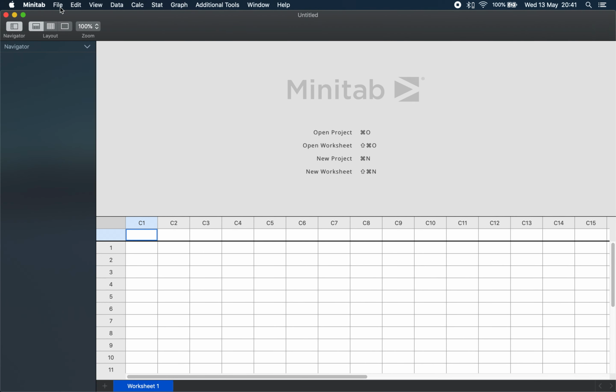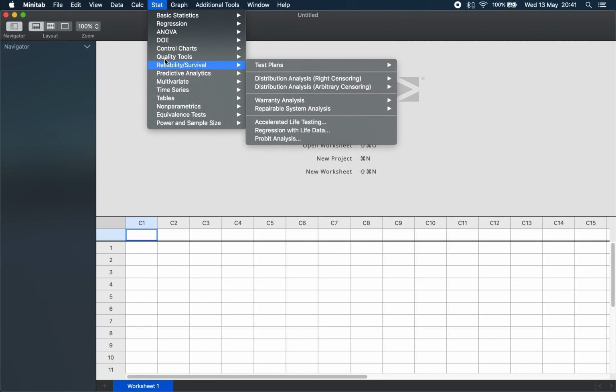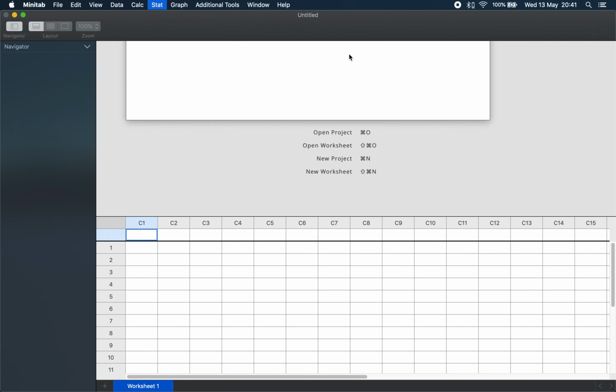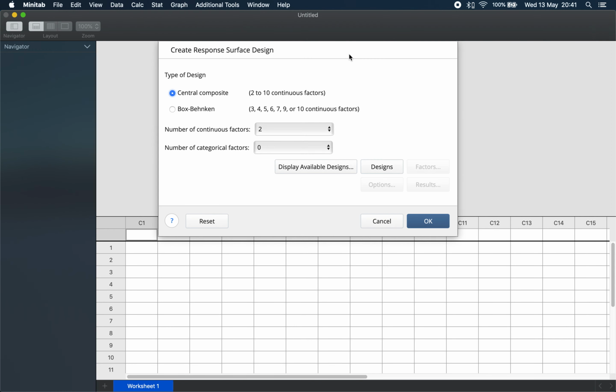As always, on the top there is the toolbar, on the left is the navigator, at the bottom is the data pane with its worksheets, and centrally is the output pane. To create a central composite design, we go to Stat, DOE, Response Surface, and create Response Surface Design. We check that we have the central composite design, and we select two continuous factors and zero categorical factors.